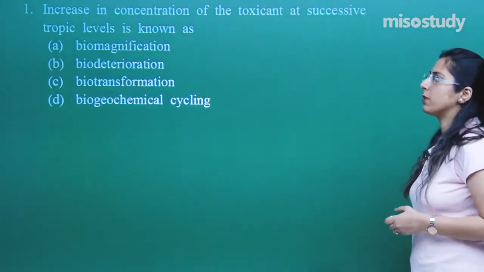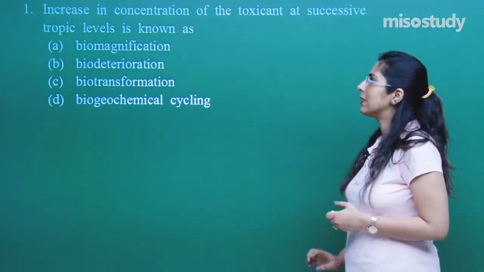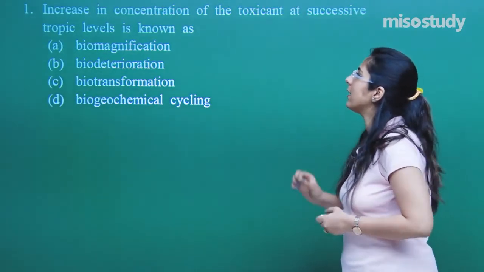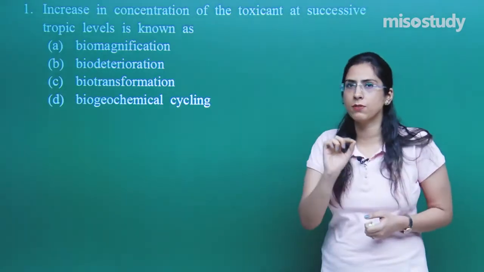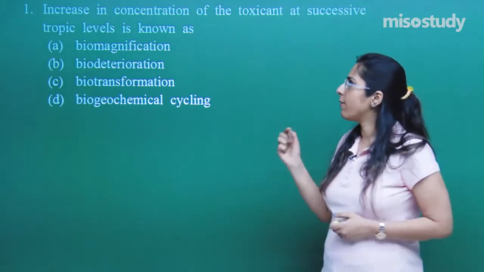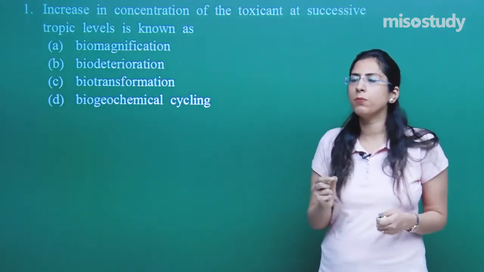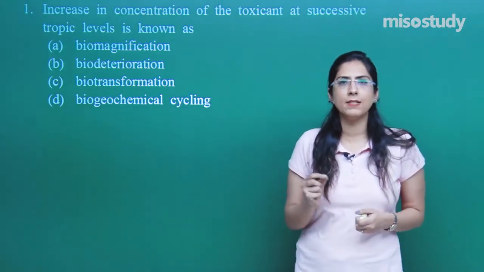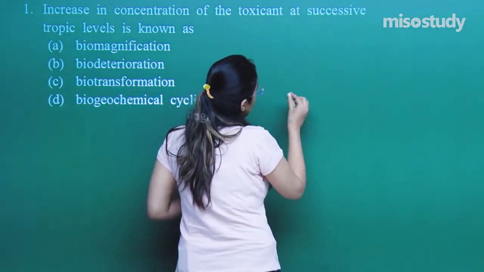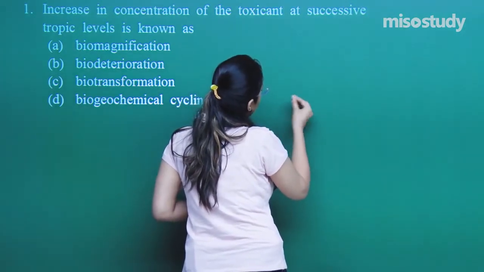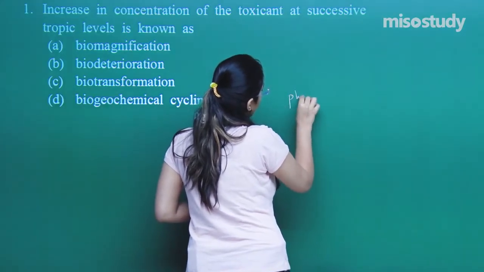The first question states that increase in the concentration of toxicant at successive trophic level is known as. Now, a very good question and a very important process also. What happens is that, suppose, let's take an example. We have some small fishes. Let's take an example of phytoplankton.